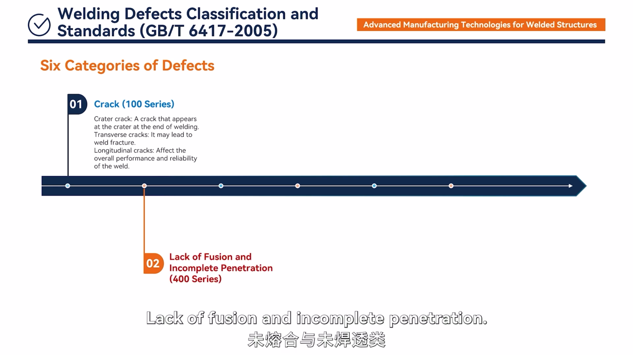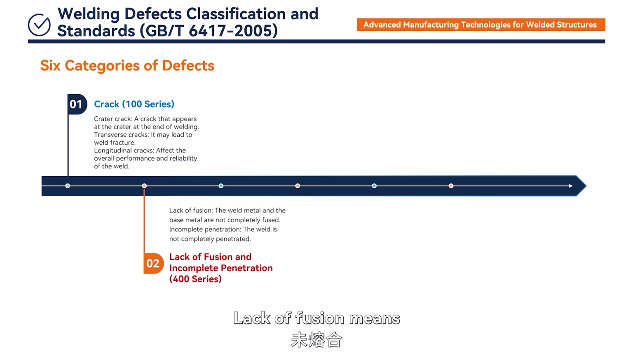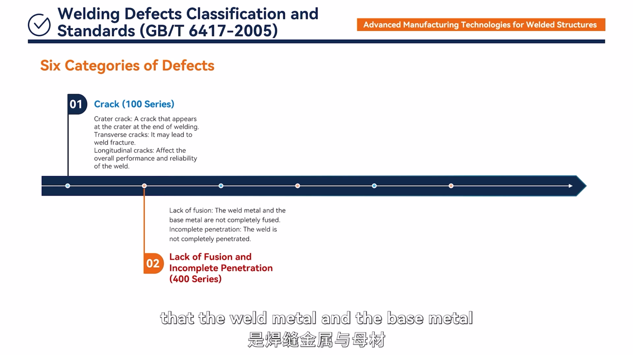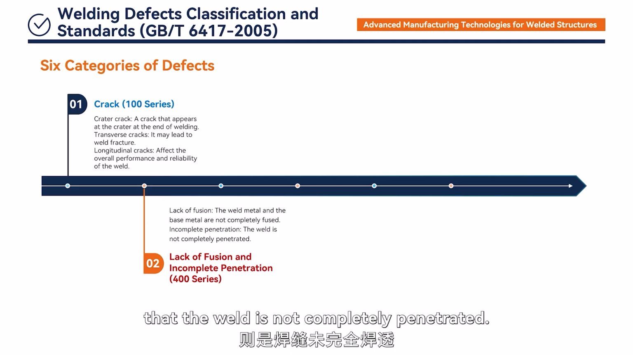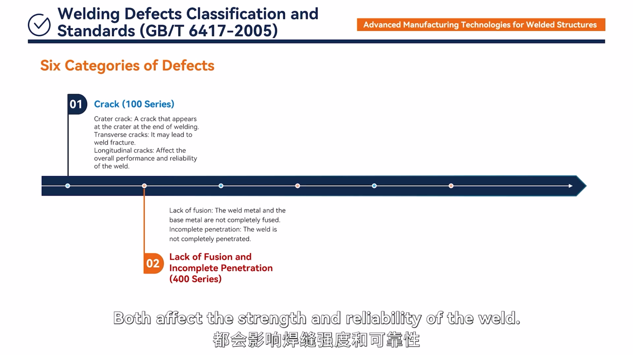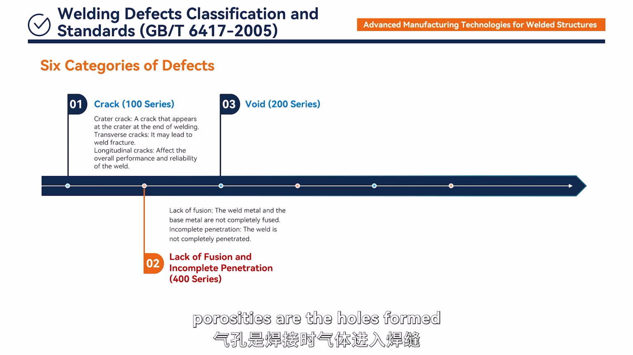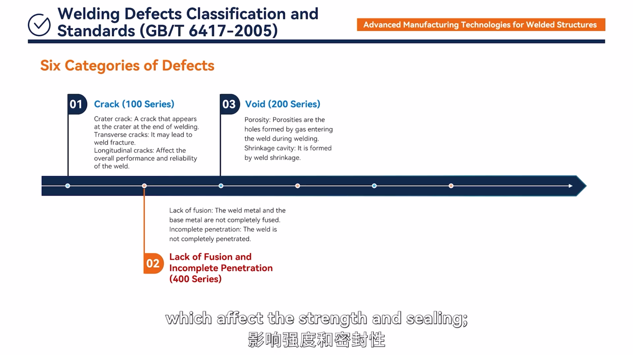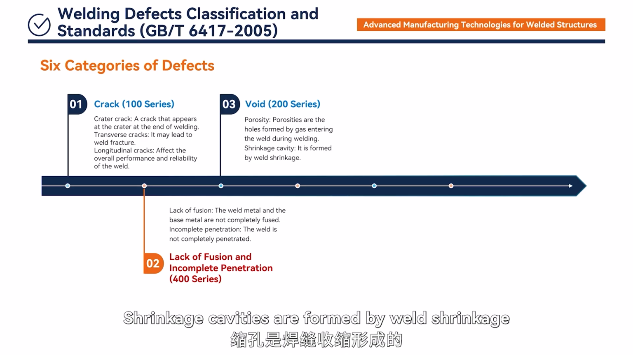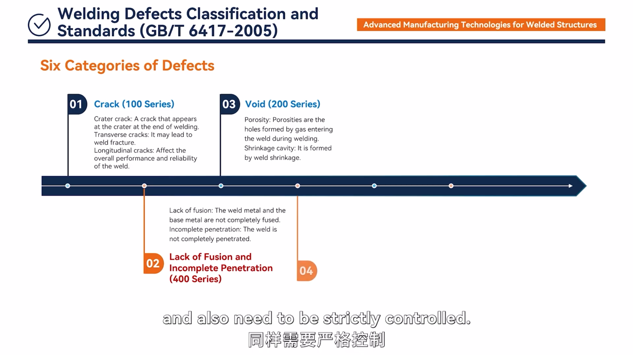Lack of fusion and incomplete penetration. Lack of fusion means that the weld metal and the base metal are not completely fused, and incomplete penetration means that the weld is not completely penetrated. Both affect the strength and reliability of the weld. Voids: porosities are the holes formed by gas entering the weld during welding, which affect the strength and sealing. Shrinkage cavities are formed by weld shrinkage and also need to be strictly controlled.